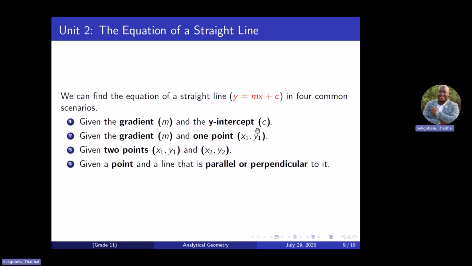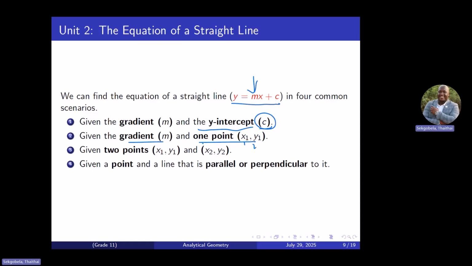Now, remember I mentioned that we'll come back to the equation of a straight line. The equation of a straight line is given by this formula. And then they say there are 4 scenarios. The first one: if you know the gradient and you know the y-intercept, meaning you know what c is, you can find that equation.